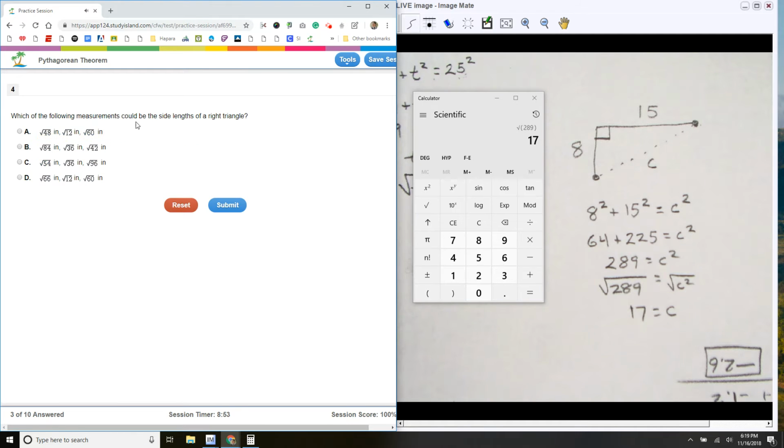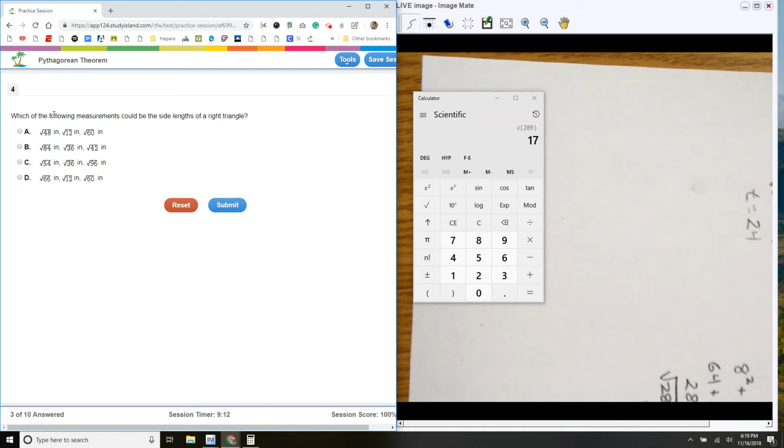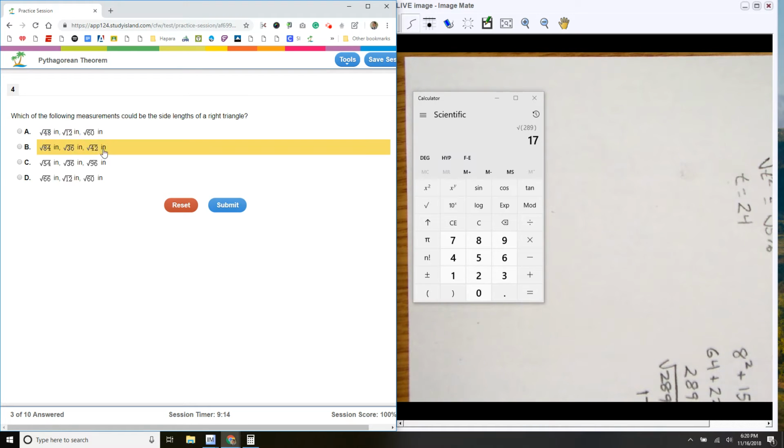Which of the following measurements could be side lengths of a right triangle? Oh, look at this. They're all in square root formats. That could be a bummer. Well, let's figure it out. It still holds true that the two shorter sides multiplied by themselves and added together have to equal the square of the other side. So let's take a couple of these and see what happens when we square them.